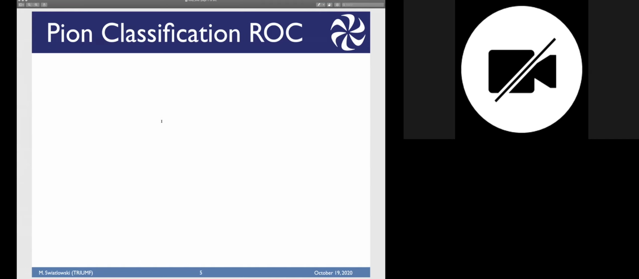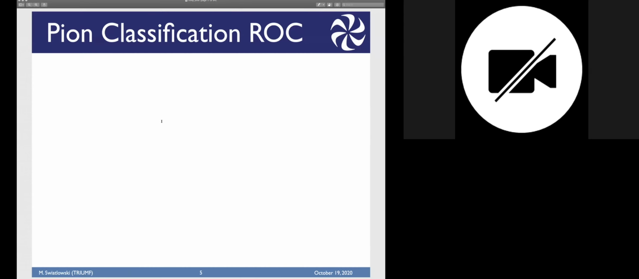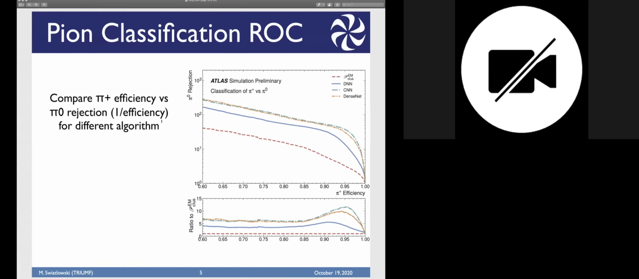So one of the first questions is, well, can you just tell the difference between these two types of pions? And it turns out you can. So here's a ROC curve. It's a little bit different than some of the traditional formats. There's a pi plus efficiency on the x-axis. We're trying to identify charged pions, and we're trying to reject neutral pions, and that's on the y-axis.